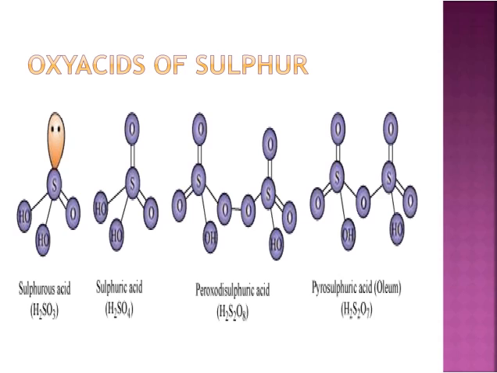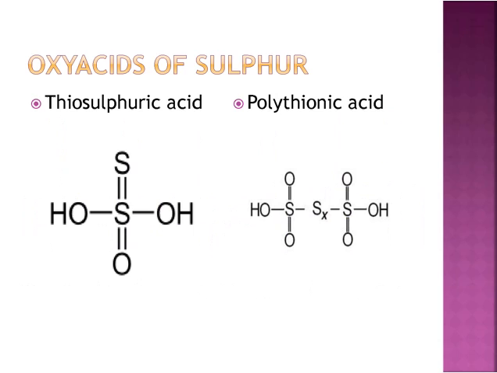These are few structures of oxyacids of sulfur. As we know, in all oxyacids, oxygen is directly linked with hydrogen. You can see the structures. Thiosulfuric acid and polythionic acid.